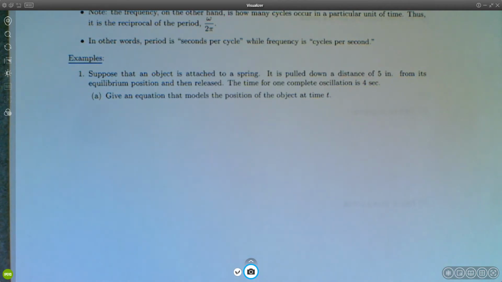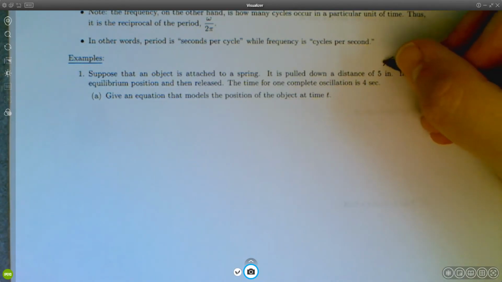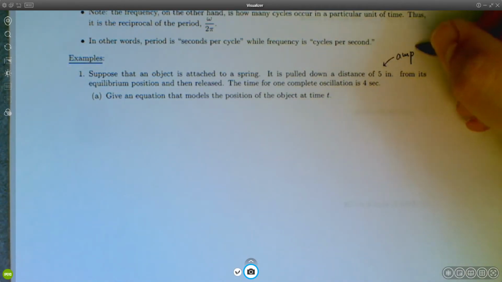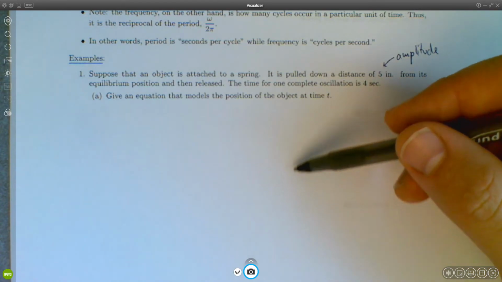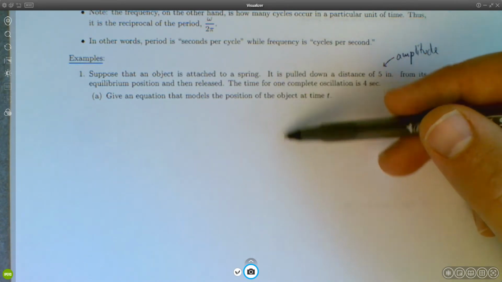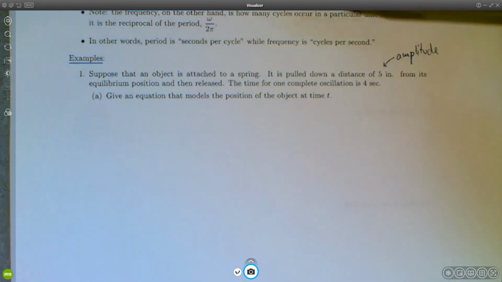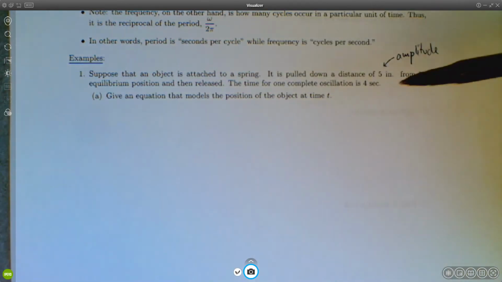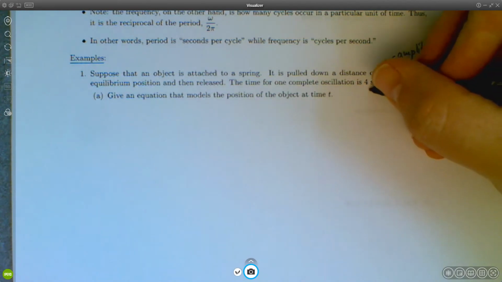Well, first of all, we're told that the weight is pulled down a distance of 5 inches. So that 5 inches must be the amplitude, right? Because if they pull down the weight 5 inches and then let go, it's going to come back up to its equilibrium position, and then continue to go up 5 inches before it falls back down. So you're going to get an amplitude of 5 inches. Then the time for one complete oscillation is 4 seconds. That's the period, right?